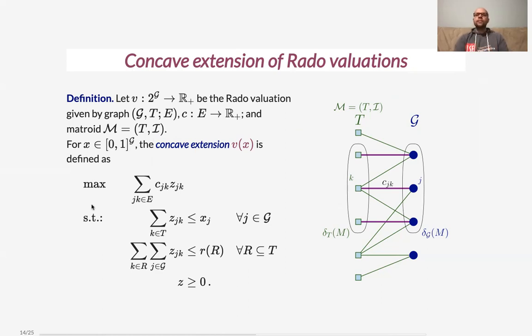So this concave extension is actually useful, right? Because, for example, for submodular evaluations, this concave extension might exist, but it's actually NP-hard to evaluate it, and this is not very useful. But as I'm saying here, for Rado evaluations, we can actually evaluate it.